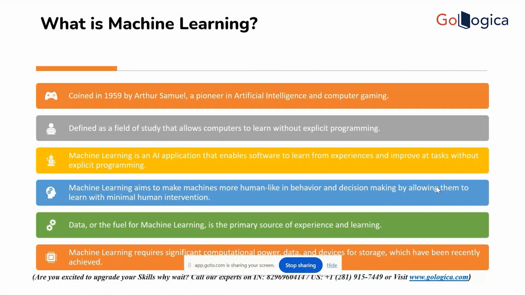Arthur Samuel coined the term machine learning in the year 1959. He was a pioneer in artificial intelligence and computer gaming and defined machine learning as a field of study that gives computers the capability to learn without being explicitly programmed. In simple terms, machine learning is an application of artificial intelligence which enables a program to learn from experience and improve itself at a task without being explicitly programmed.